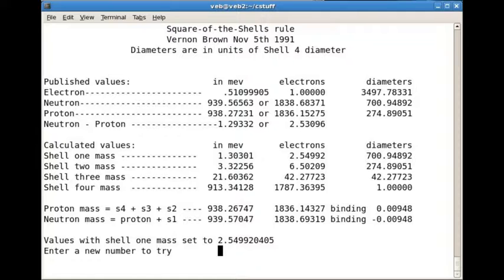Going from outside to in, the mass and charge value of each subsequent shell is the square of the mass and charge value of the next shell out. The sum of the masses of the 3 inside shells equals the mass of a proton. The sum of all 4 masses equals the mass of a neutron.